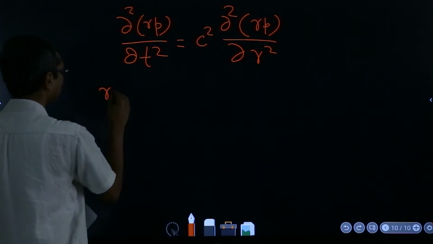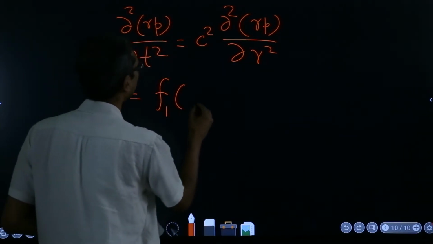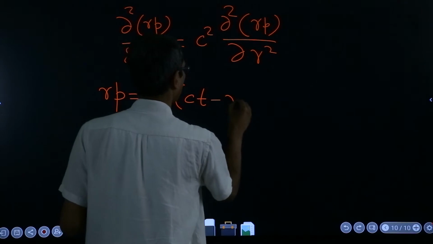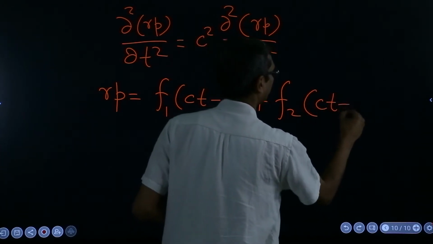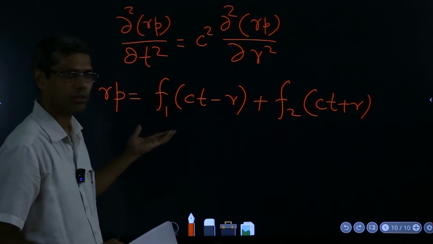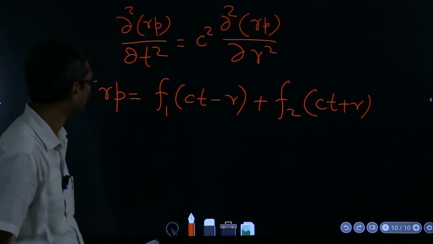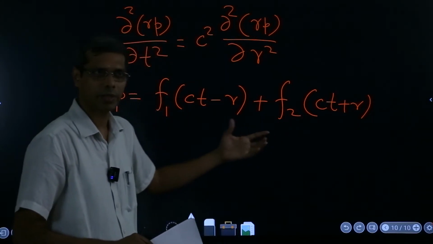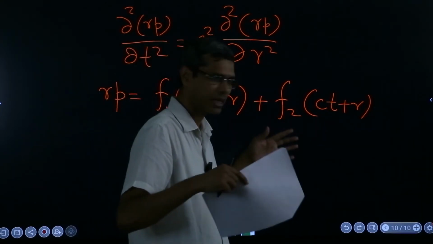So that means now we can say that rP can be represented as some function f1 of ct minus r. Think about in which direction it will move. We had such solutions earlier. If rP is just the variable, then which one of these is going out and which one is coming in? This one is a diverging wave, it's going out, and this is coming in.